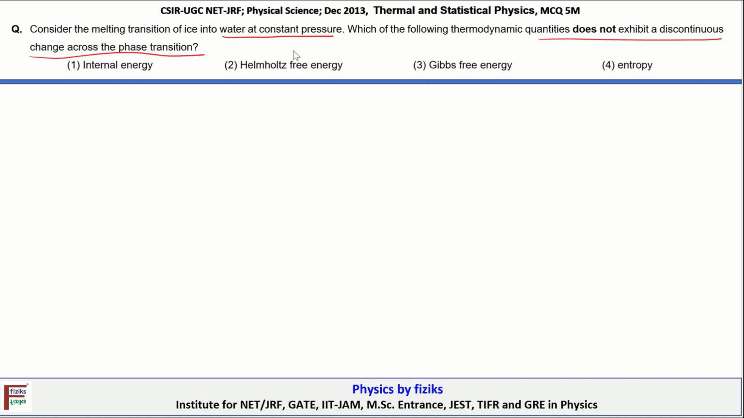So first of all, the important point that we have to figure out is that the transition from ice to water at fixed P is an example of a first order phase transition, and that can be described by the Clausius-Clapeyron equation. It's a first order phase transition.